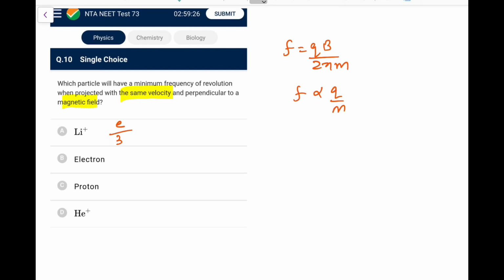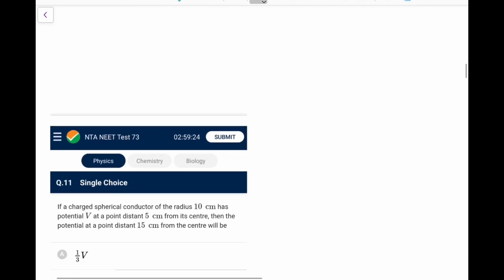So if I take q by m, lithium will have a mass of, let's say, 6 times the proton mass. This is what we have, e upon mass of electron. Here we have e upon mp, and here we have e upon 4 mp. So definitely this is going to be the least one, so we'll go for option lithium plus. Option A is the right one.